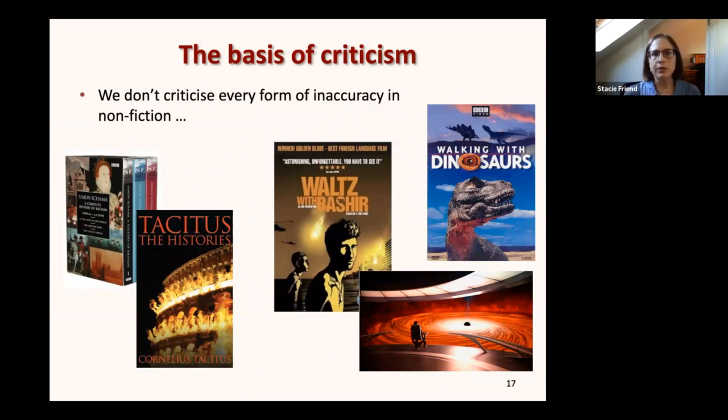I think it is obvious that we don't criticize every form of inaccuracy in nonfiction. Tacitus's histories include made-up speeches, made-up battle descriptions, as was standard for history at the time. Simon Schama uses free and direct discourse to get inside the thinking of the real people he discusses. Waltz with Bashir is a documentary which presents the Lebanon War in animation, whereas, as we all know, the war did not occur animatedly. Well, animatedly in one sense, but not in a cartoon sense. Walking with Dinosaurs has people walking with dinosaurs in order to show what dinosaurs probably look like.